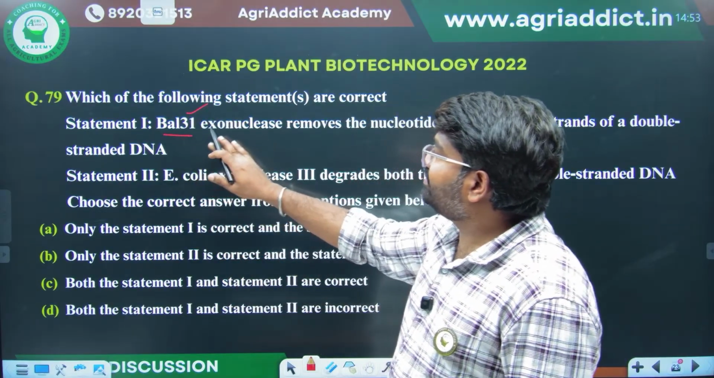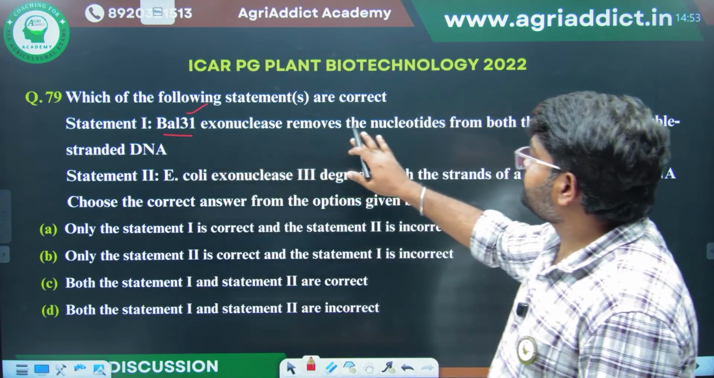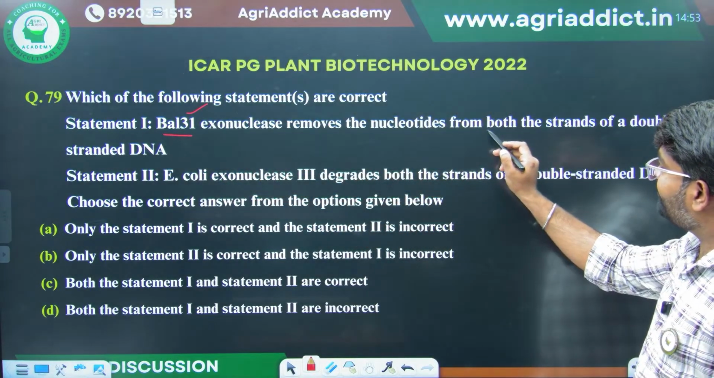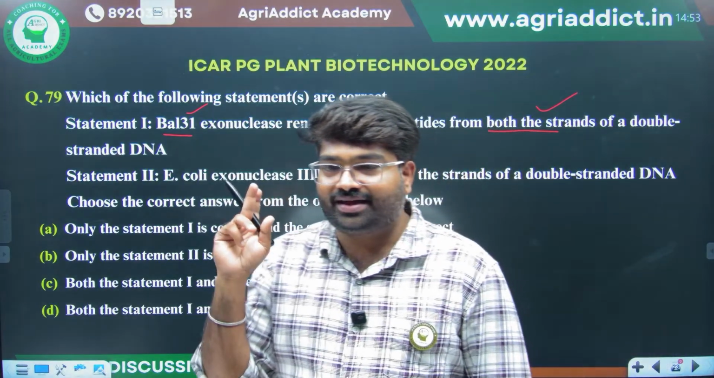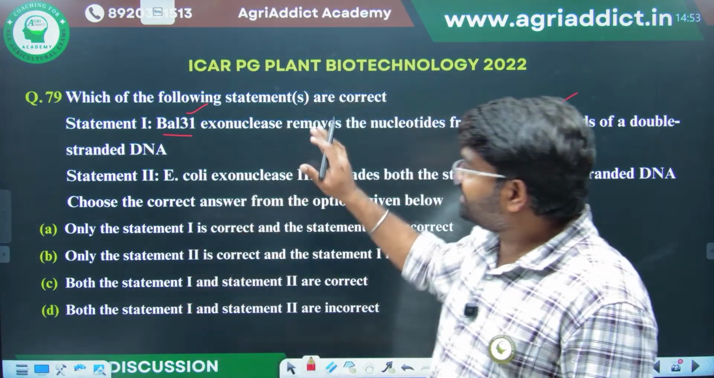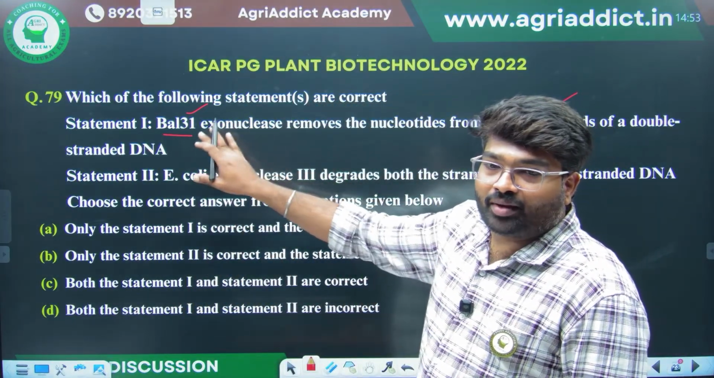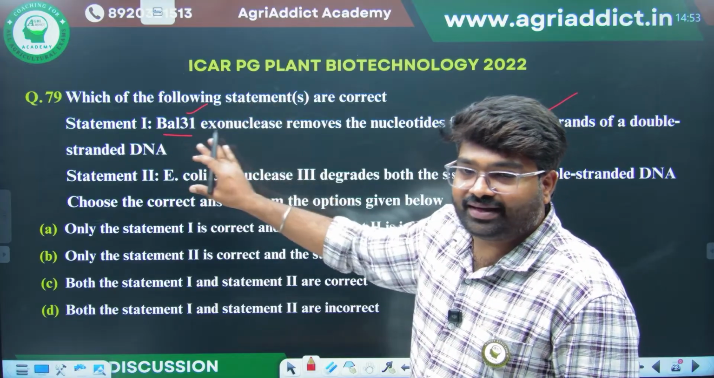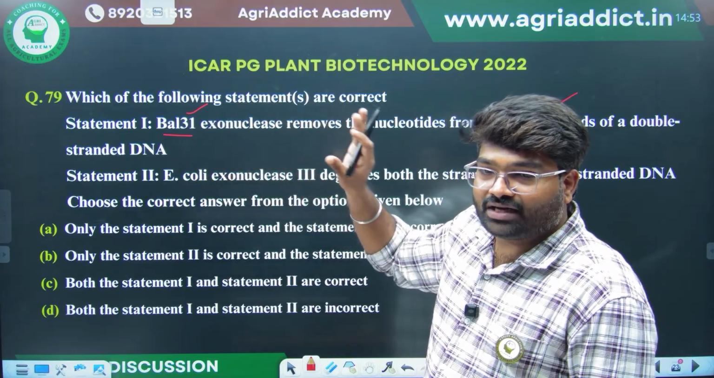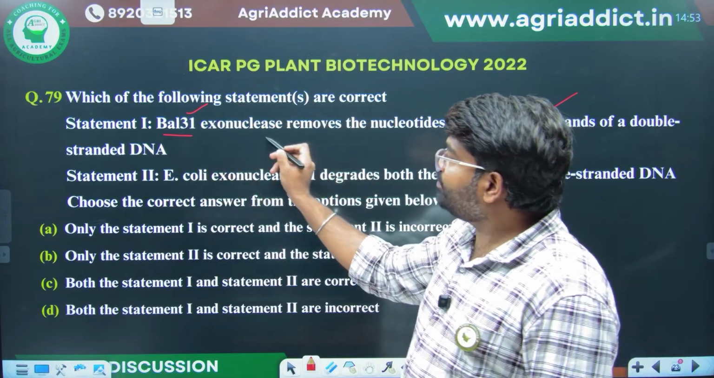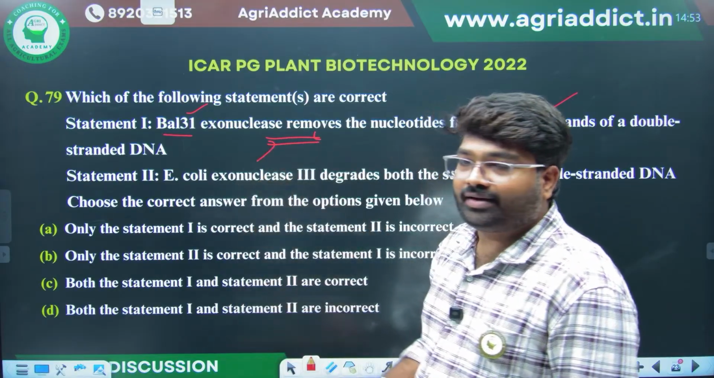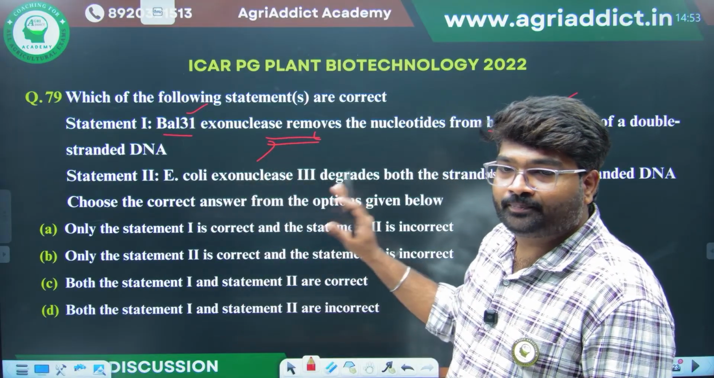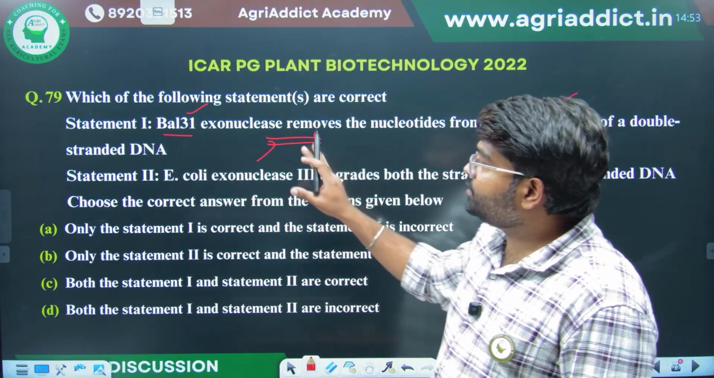BAL 31 exonuclease removes the nucleotide from both the strands of the double stranded DNA. While taking the lecture itself, I told this question they will ask. BAL 31 is a specific exonuclease. It will remove the nucleotides from both the ends of the double stranded DNA molecule.